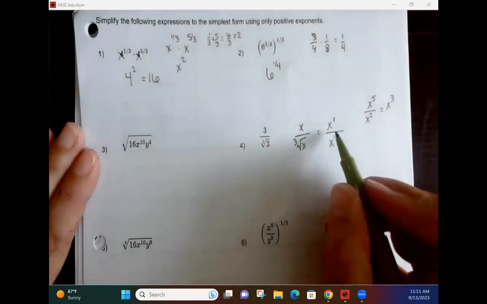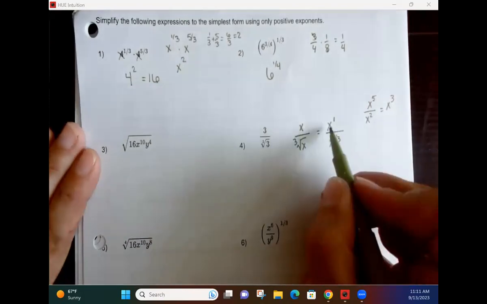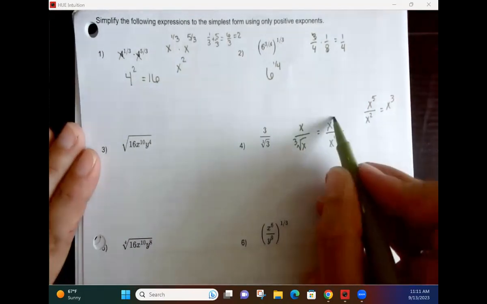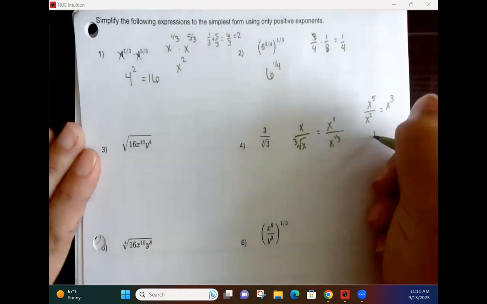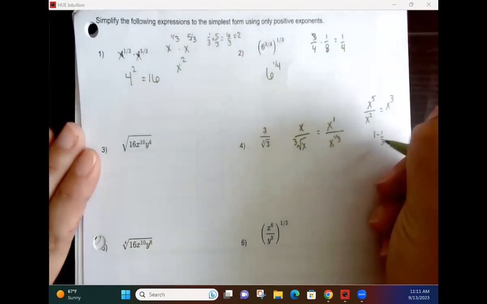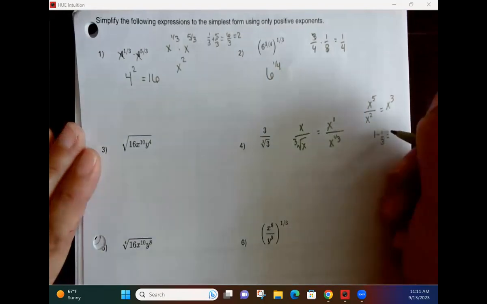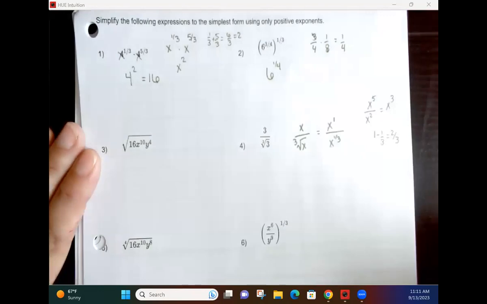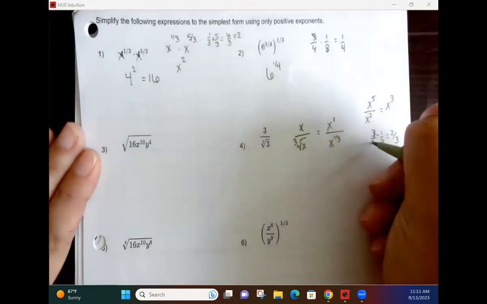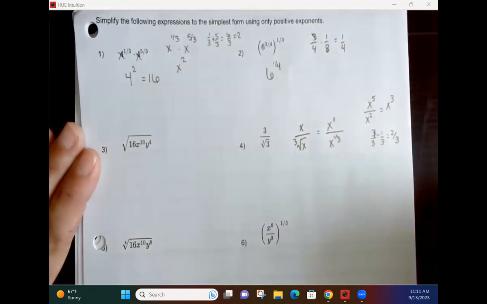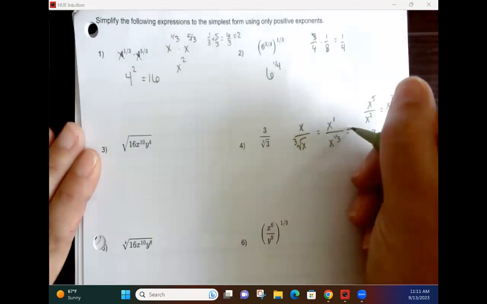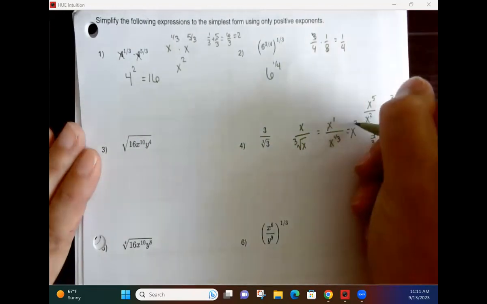We're going to do exactly the same thing here. Since we have the same base and we're dividing, we subtract the exponents. So 1 minus 1/3 would give me 2/3. If you need to rewrite these with the same base, you can, but 1 minus 1/3 usually isn't something that we get too hung up on. So this would just be then x to the 2/3.